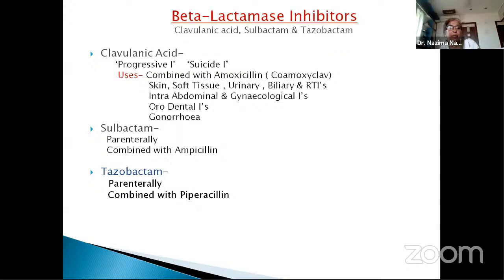used nowadays. Then in the same group, that is the beta-lactamase inhibitors, we have drugs like sulbactam and tazobactam. Now these drugs are used parenterally, whereas clavulanic acid is used orally. Sulbactam is combined with ampicillin, whereas tazobactam is combined with piperacillin. So these are generally used in hospital settings because they have to be given parenterally, and it may be cumbersome to give these drugs when a person is at home.